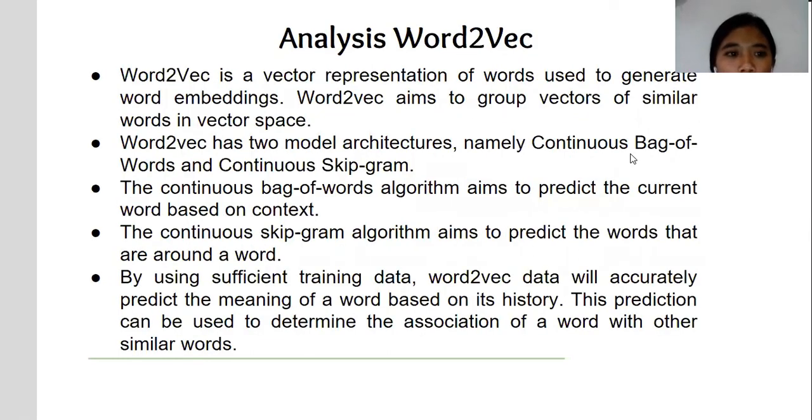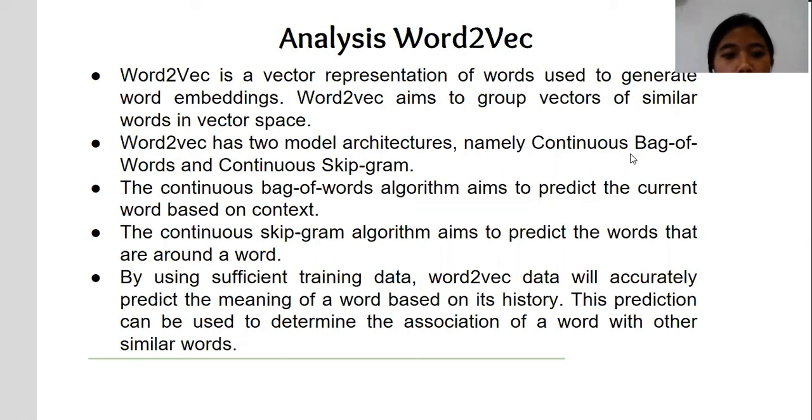Analysis Word2Vec. 1. Word2Vec is a vector representation of words used to generate word embeddings. Word2Vec aims to group vectors of similar words in vector space. 2. Word2Vec has two model architectures, namely continuous bag of words and continuous skip gram. The skip gram algorithm aims to predict the words that are around a word.